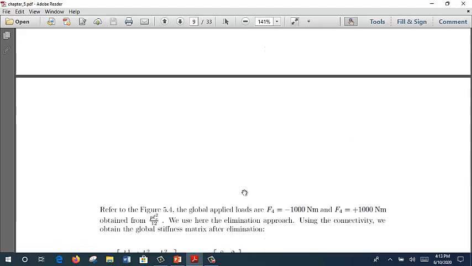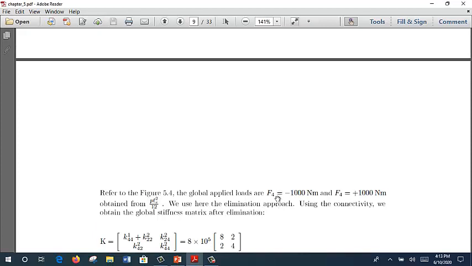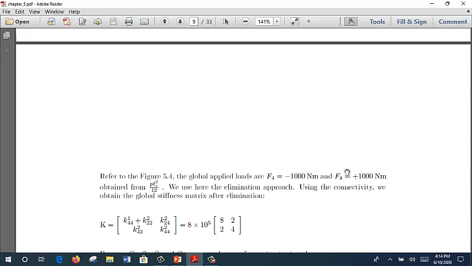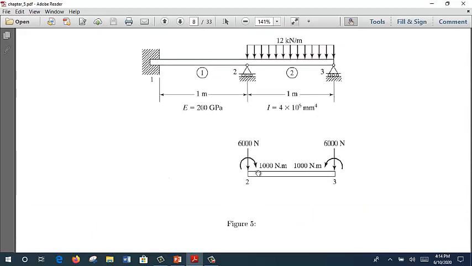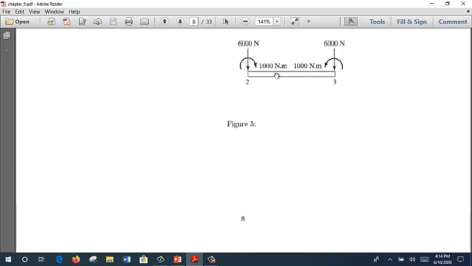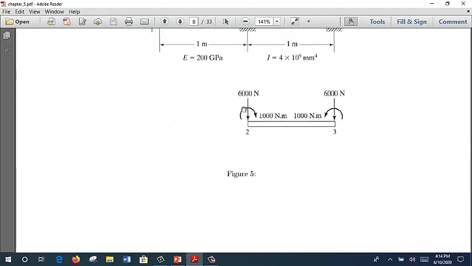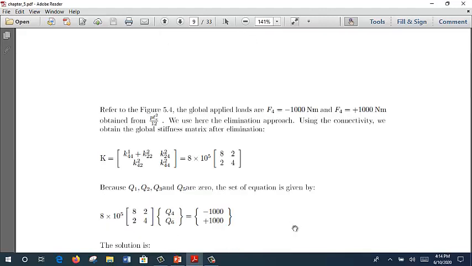Okay, refer to the figures. The global applied load F2 is negative 1000 and F4 is plus 1000, as mentioned here, right? This is F2, this is F4, this is negative and this is positive, so it's very straightforward. In this case, clockwise is negative and counterclockwise is positive. Sorry, yes, correct. So we obtain it from this.